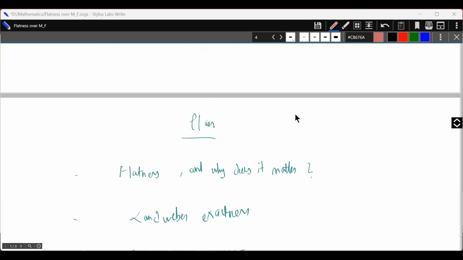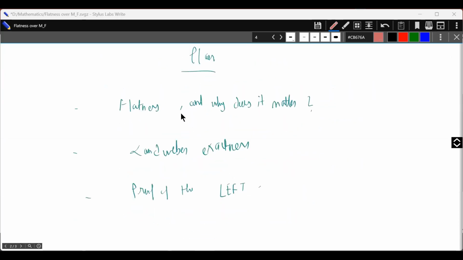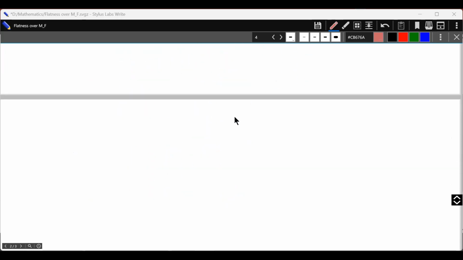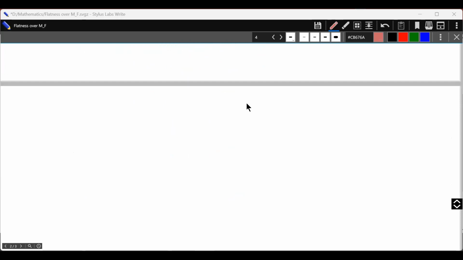flatness. So here's the plan. It's pretty straightforward. I begin by talking about flatness and why we care about it. And then I'll talk about Landweber exactness, followed by a proof of the Landweber exact functor theorem.